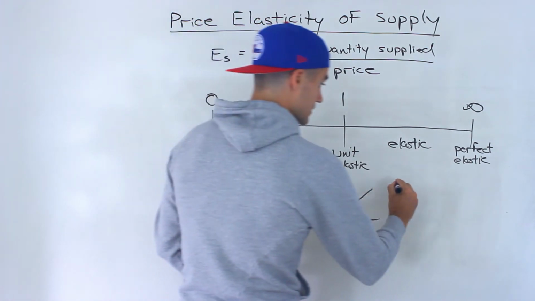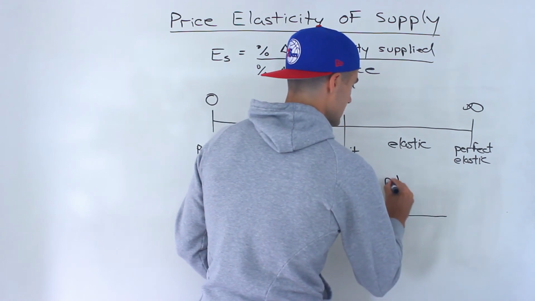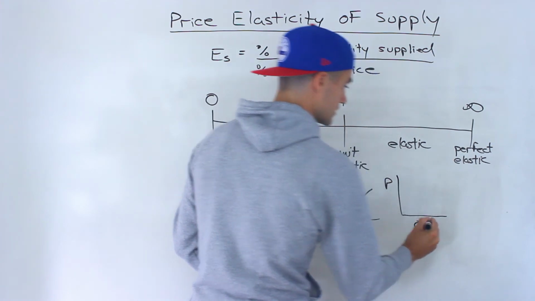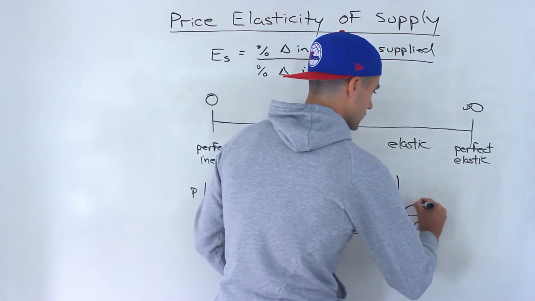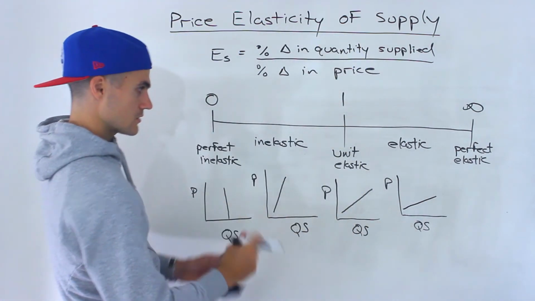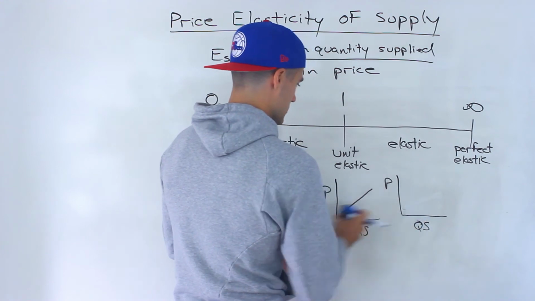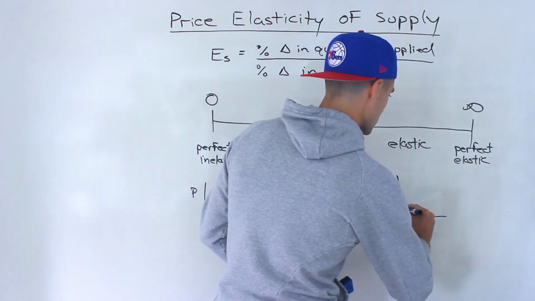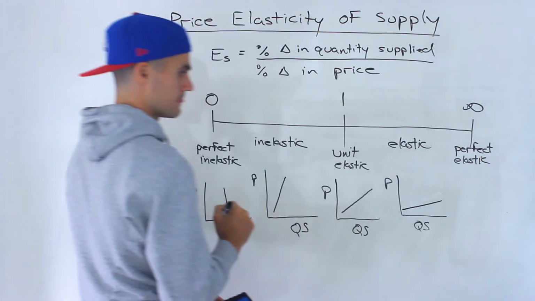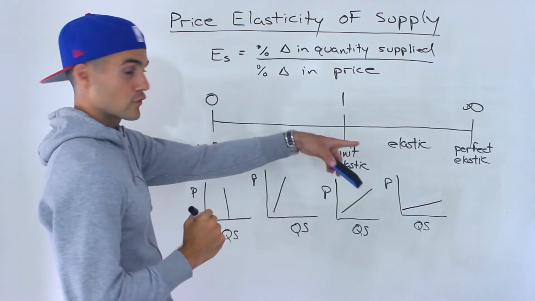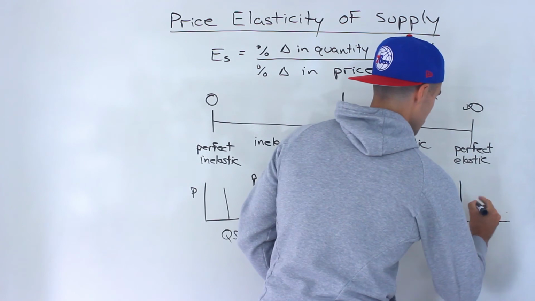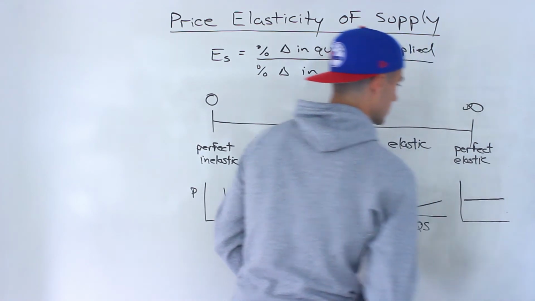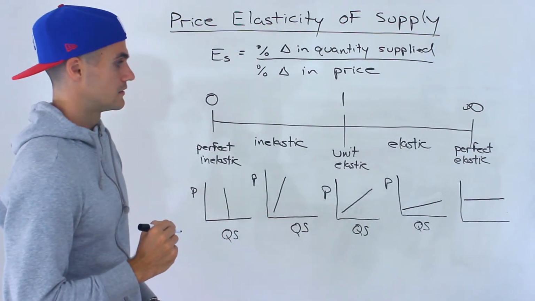An elastic supply product is going to be less sloped. So it's going to be almost horizontal, but not quite horizontal, maybe even. If we use this as the base here, I'll do something like that. Right? Versus perfect elastic, it's actually just going to be a horizontal line like that.